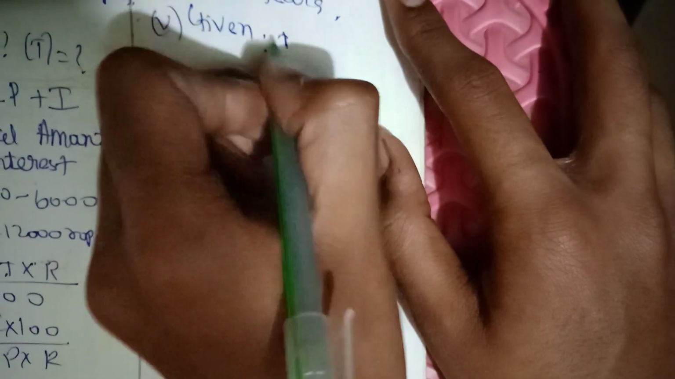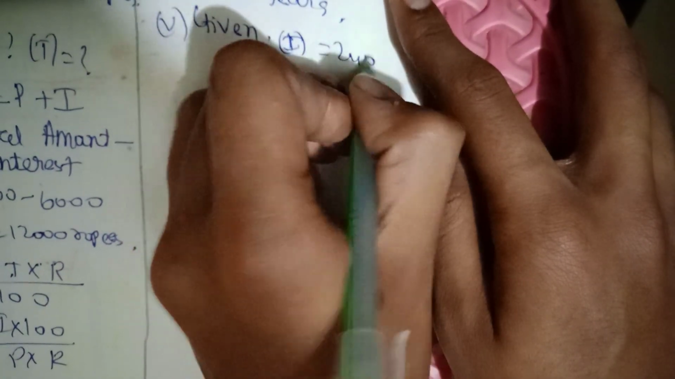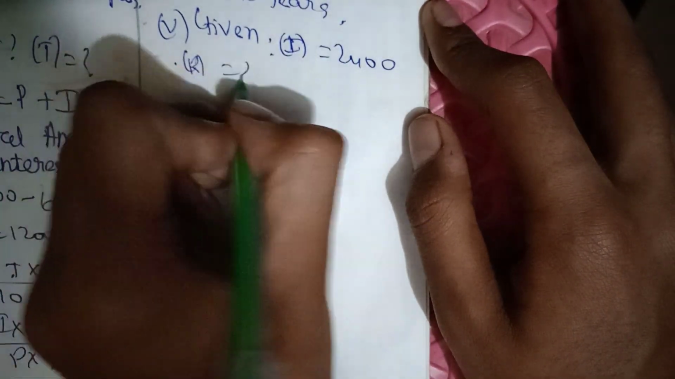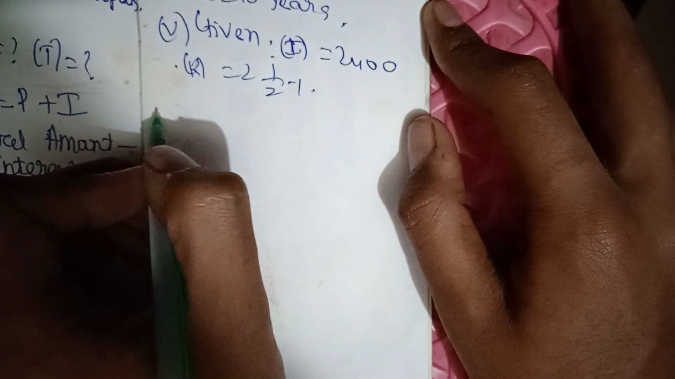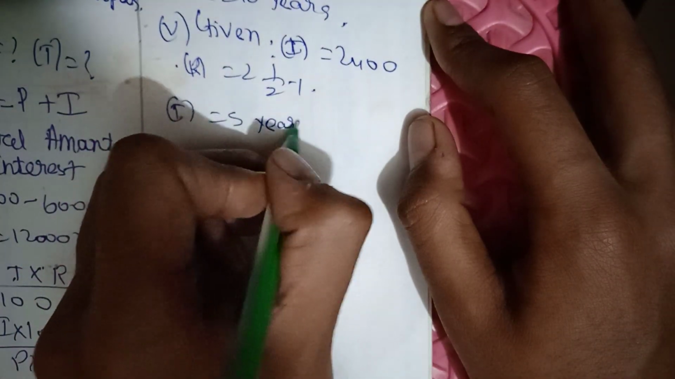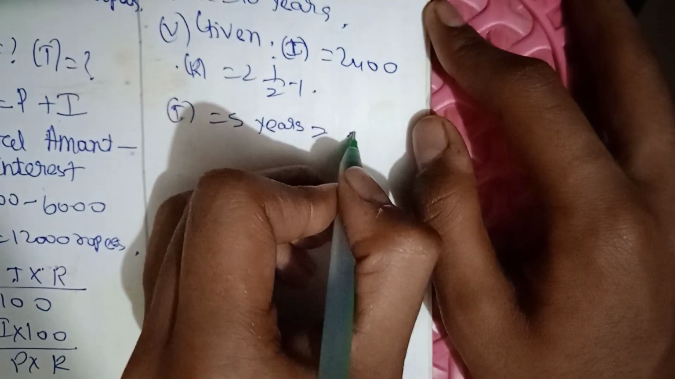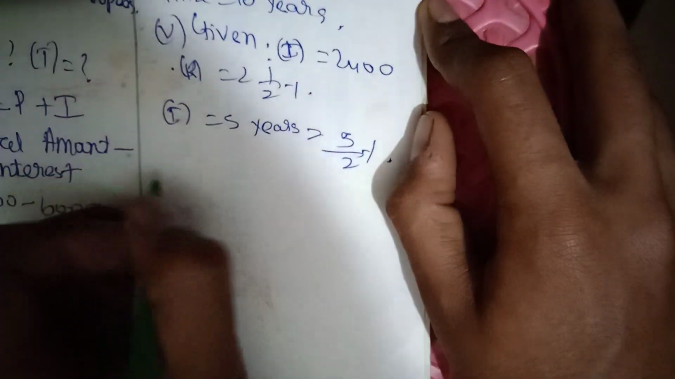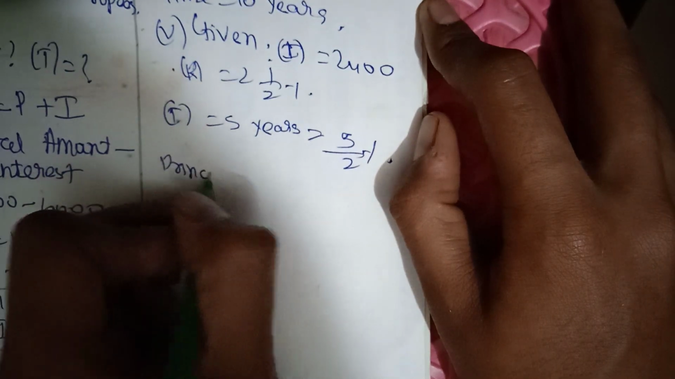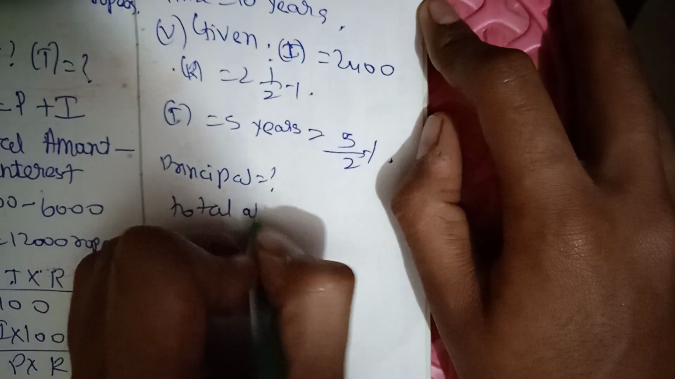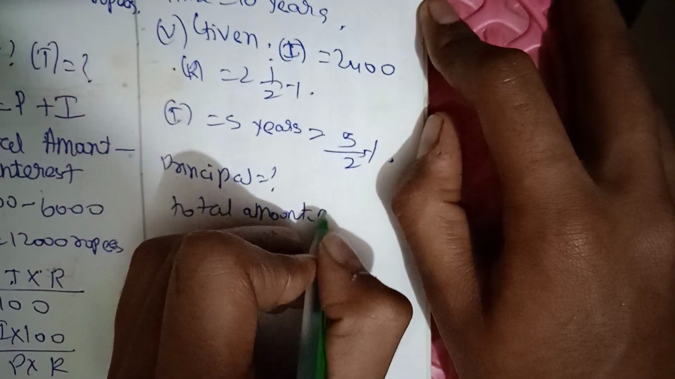Given is interest, that is 2,400. Then R is given 2.5%. Time is 5 years. So this 2.5 we will write as 5 upon 2%. By solving that, we have to find the principal and total amount in this example.